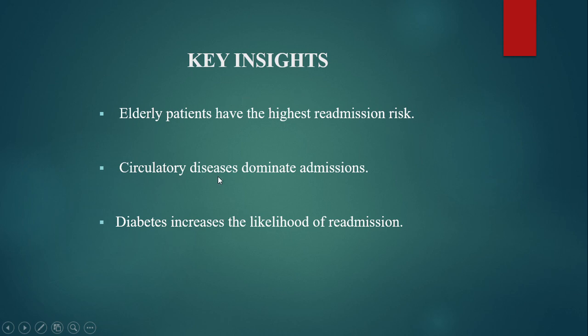Insights. Circulatory diseases are the most common diagnosis among older adults and a major contributor to hospital readmission. Diabetes patients, especially those under medication, still experience significant readmission rates, indicating the need for closer management. Readmission risk increases with age, peaking in the elderly population, who often have multiple chronic conditions.